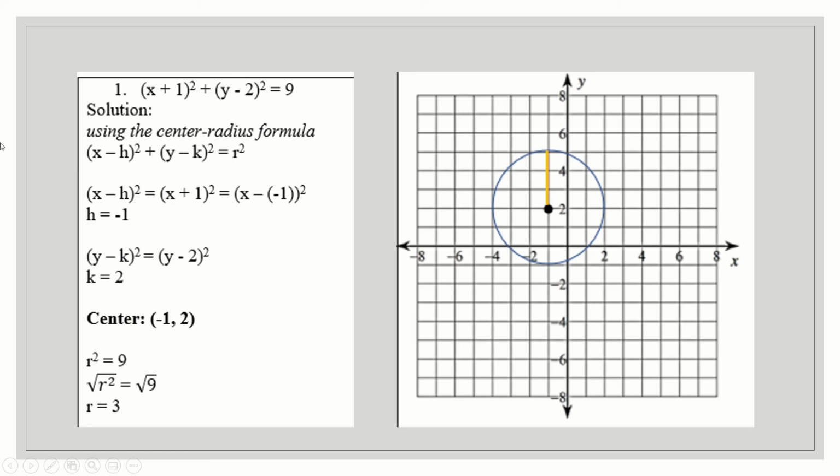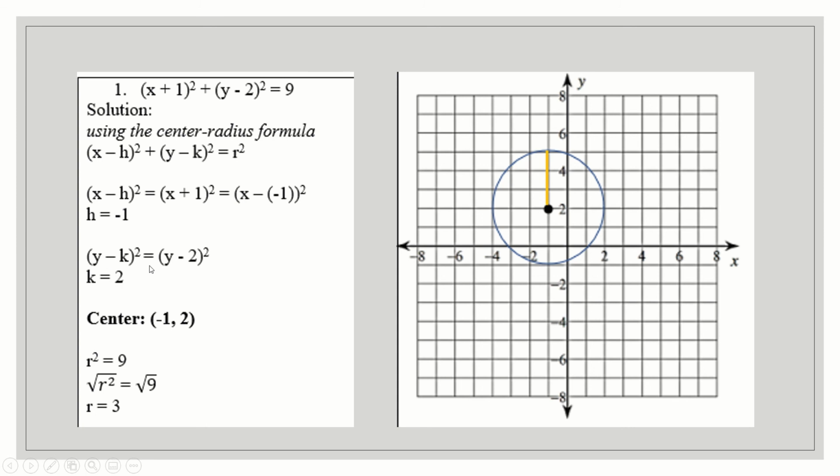So, for number 1, we have the given equation, the quantity of x plus 1 squared plus the quantity of y minus 2 squared is equal to 9. So, the solution using the center radius formula, ito yung center radius formula natin, identify lang natin kung ano yung magiging value ng h at value ng k. So, we have x minus h squared which is equivalent to the given equation x plus 1 squared. So, extract lang natin yung pinaka-value talaga ng h. So, the value of h is negative 1.